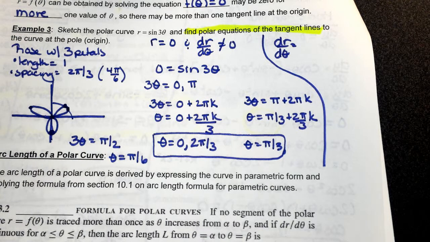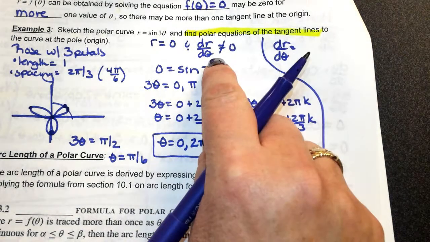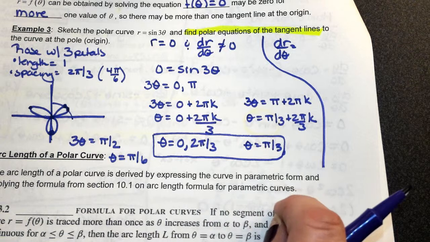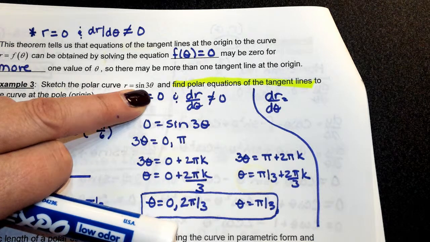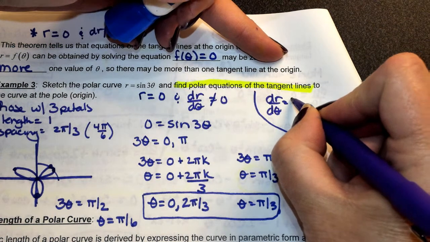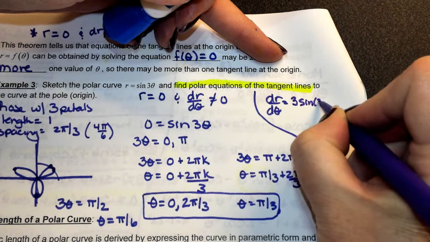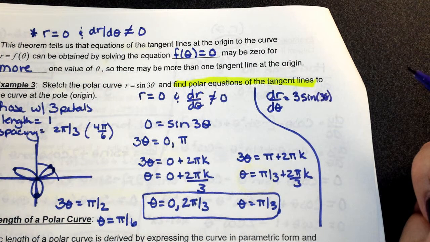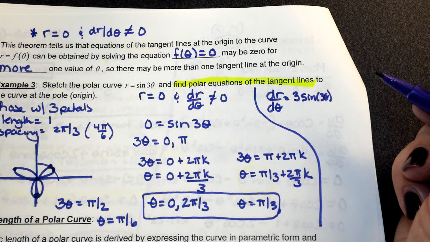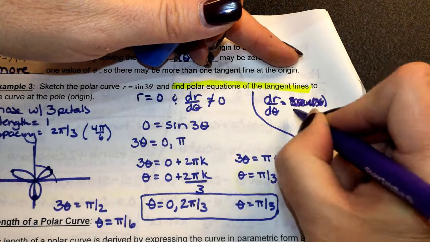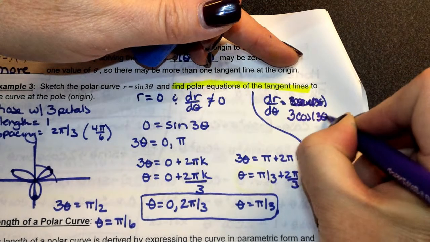So we found theta values. These are my possible candidates. I have to check to confirm that dr d theta is not equal to 0 at any of these angles. So r is equal to sine 3 theta. I have to use my chain rule. So it's going to be 3 sine of 3 theta. It's not enough room. Actually, it's 3 times cosine of 3 theta.